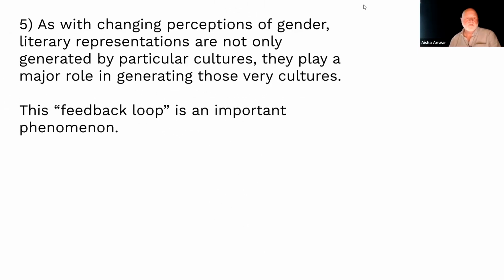So, changing perceptions of gender and literary representations are not only generated by particular cultures, they play a role in generating those cultures, and it creates a kind of feedback loop. So what do I mean by that? Use a more modern example, Jane Austen's Pride and Prejudice.